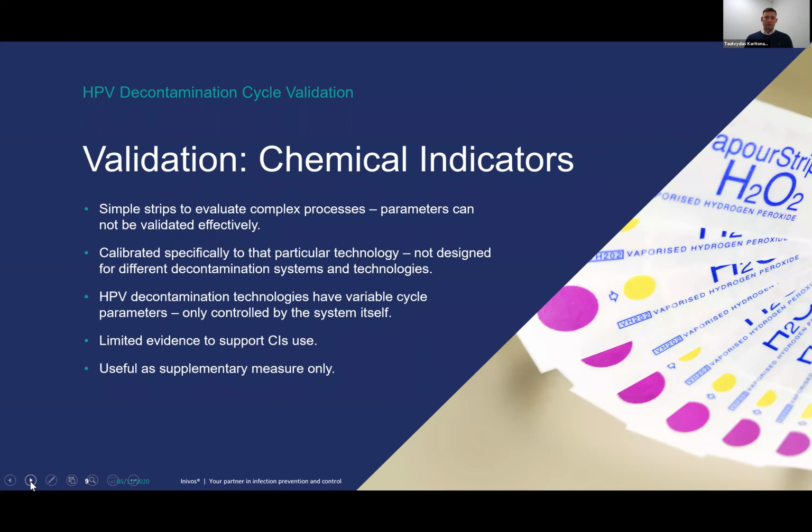So hydrogen peroxide technologies have variable cycle parameters, and these chemical indicators only respond to a single cycle parameter. And there's some limited evidence to support that chemical indicators can be effective at measuring the efficacy of the process. So I think chemical indicators do have a role to play as a useful supplementary measure to show the presence of chemical and whether the chemical was able to penetrate into occluded areas.